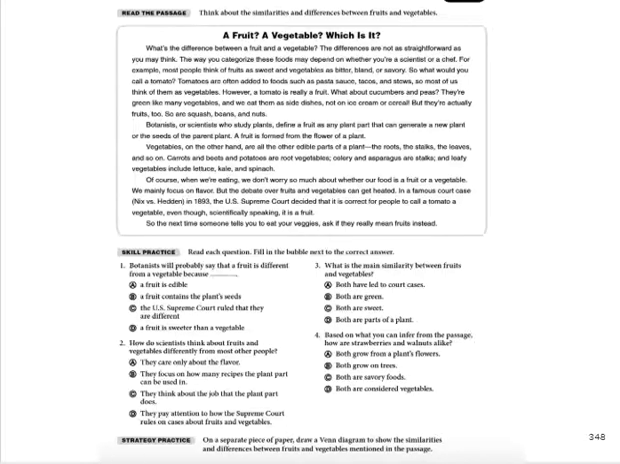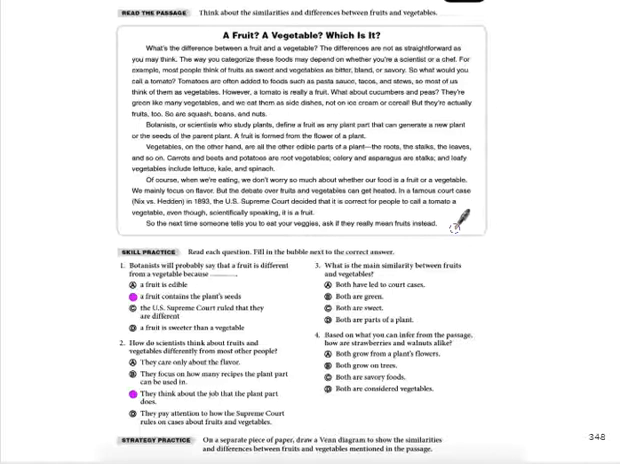Okay, the answers. So a botanist will probably say that a fruit is different from a vegetable because a fruit contains the plant's seeds. Number 1 is B. Number 2, how do scientists think about fruits and vegetables differently than most people? C, they think about the job that the plant part does. That's different than most people because most people think about the taste.